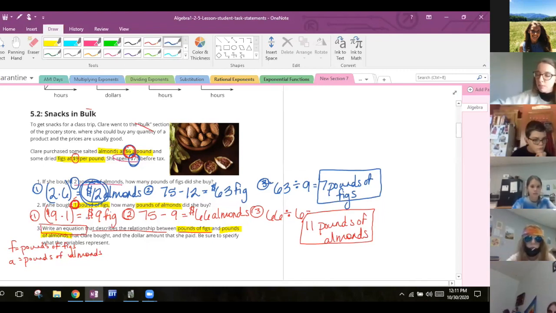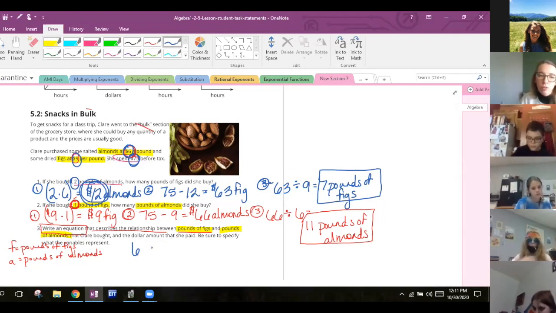Okay, for example, we know that the dollar amounts that we're working with up here are 6 and 9. So if it's $6 for almonds, write down 6. We know it's $6 for almonds and we buy some amount of pounds. What are we going to do with how many pounds that we buy? Times it by 6.